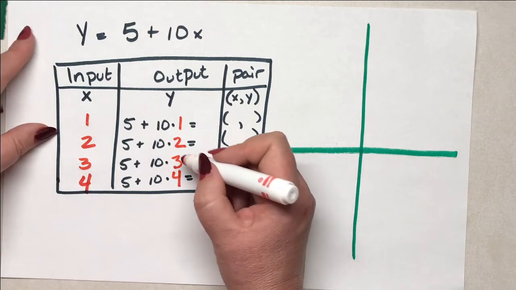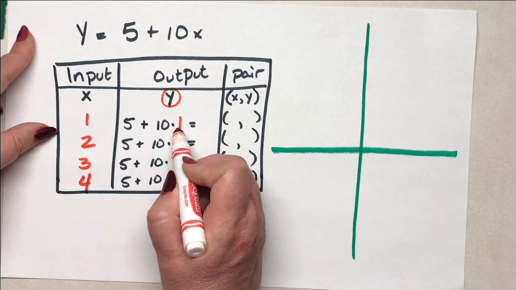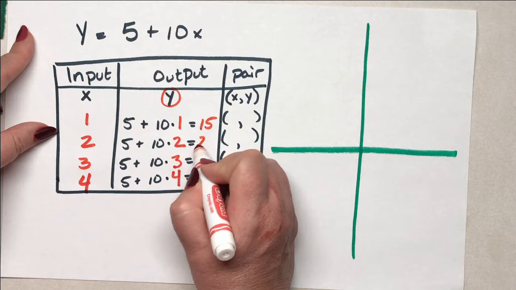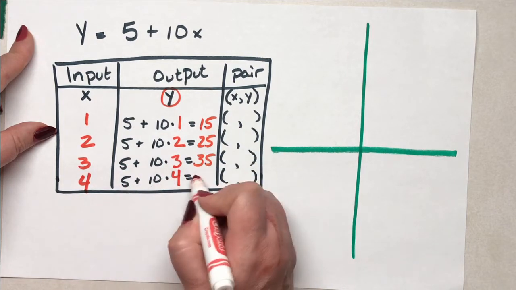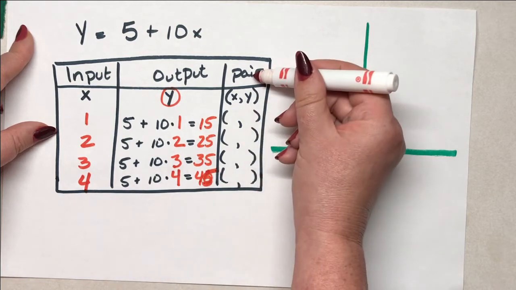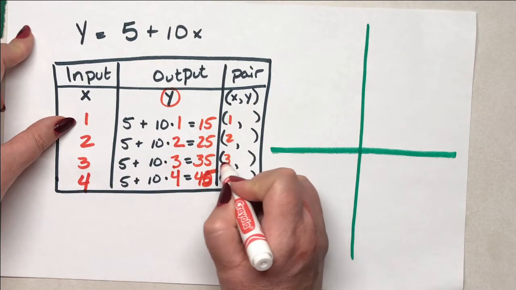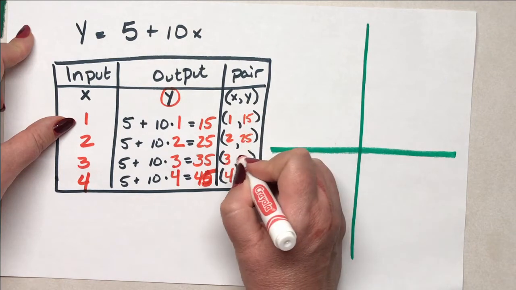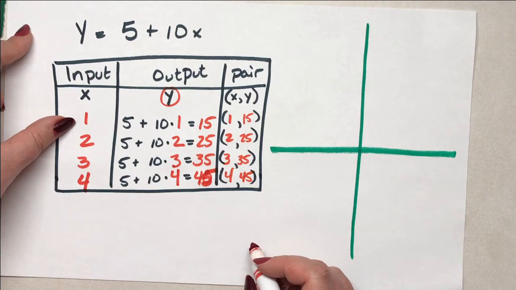Now I actually have to do the math so I can get my y. 10 times 1 is 10, plus 5 is 15. 10 times 2 is 20, plus 5 is 25. 30 plus 5, 40 plus 5. There we go. So now my ordered pairs are my x's, 1, 2, 3, 4, and my y's, 15, 25, 35, 45. And now I have to graph them.